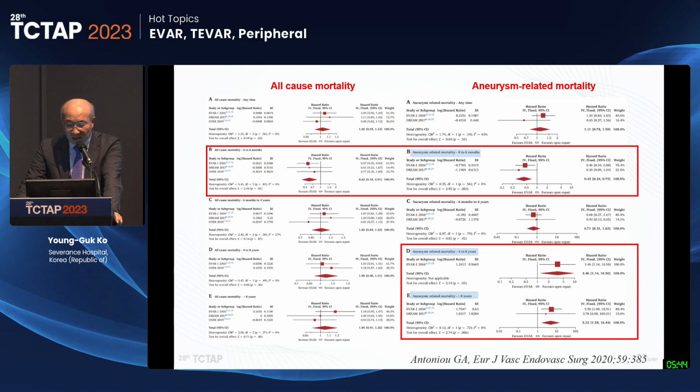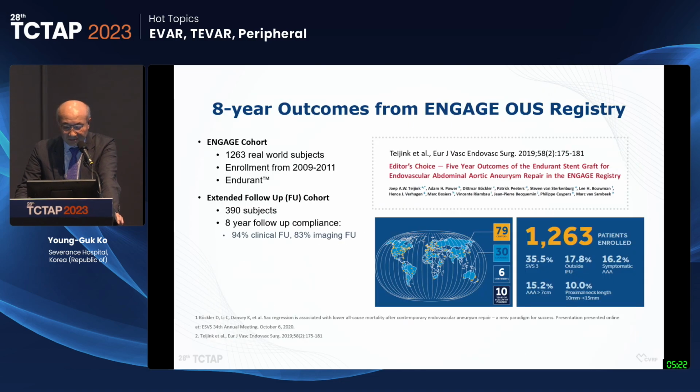This is a meta-analysis. So in the short term, up to 6 months, there is a benefit favoring EVAR in terms of all-cause mortality and aneurysm-related mortality. However, in long-term follow-up, beyond 4 years, the outcomes in terms of all-cause mortality and aneurysm-related mortality favor the open repair. Again, this is the same as the paper.